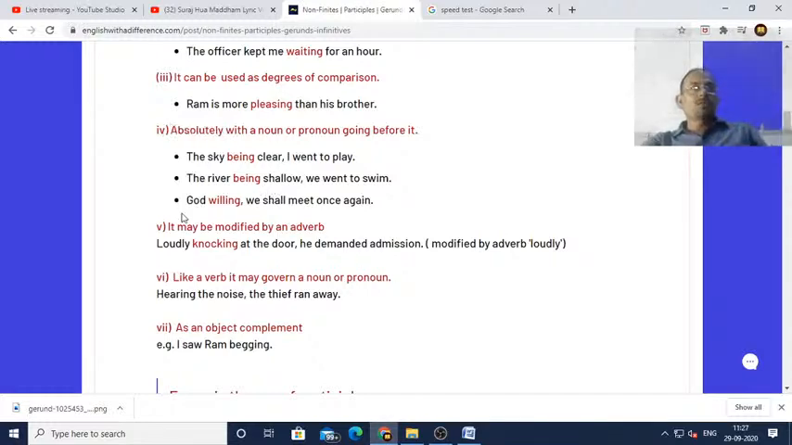Next use: it may be modified by an adverb. Modified means, in simple language, it is used after an adverb. For example, loudly knocking at the door. Here you can see knocking is ing, it is a present participle. Why? Because it is being modified by an adverb. Whenever a present participle is preceded by an adverb, here loudly, then the present participle is said to be modified by an adverb.